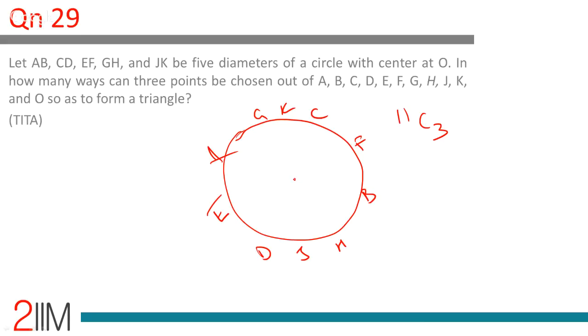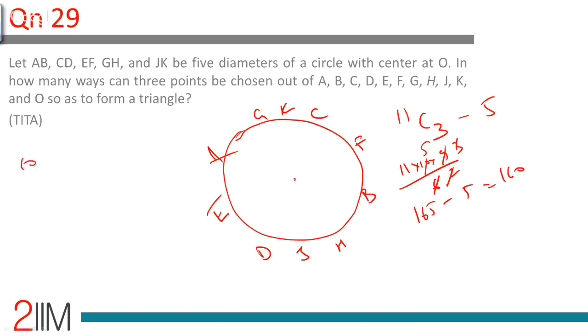If I involve O and some two points, that will also be a triangle. The only place where that won't be a triangle is if I select the diameter itself. So there are five diameters. I can't select these five. I cannot select AOB, EOF, GOH and all that. 11C3 minus 5. 11 into 10 into 9 by 6, 3 by 2, and then 5, 15 into 11, 165 minus 5, which is 160.